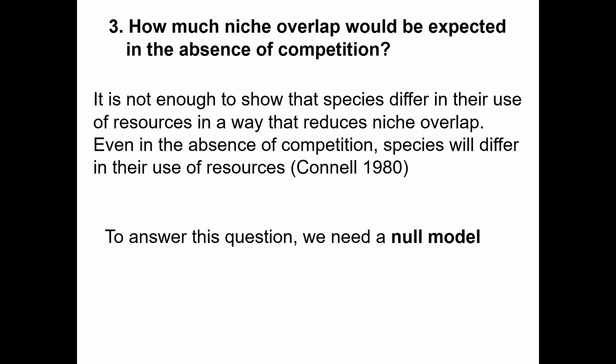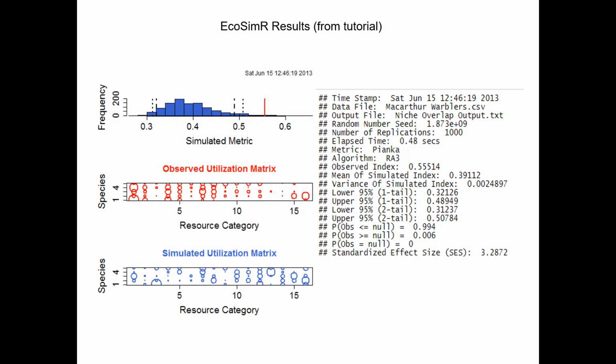So to answer this, we need a null model, and that's what we're going to use. These are the results from EcoSim. EcoSim we've used before for rarefaction, and it's a null model because it basically simulates assemblages of species and how they occupy their niches. So what we see here on the left is a distribution of 1,000 simulations of those warblers. So we take those 5 species of warblers, and we simulate.